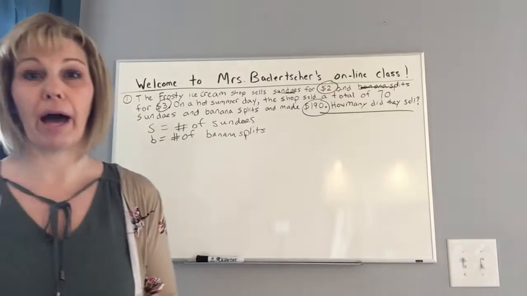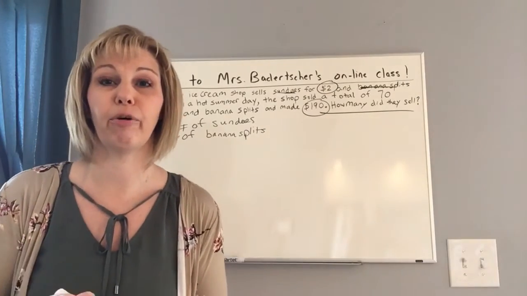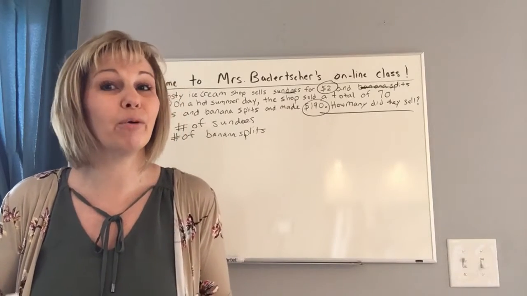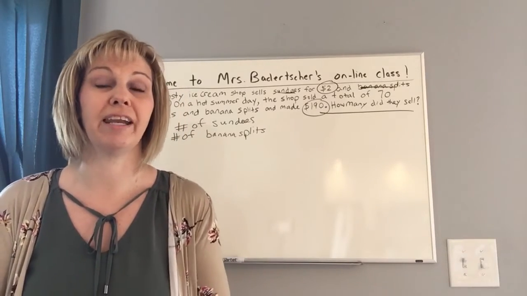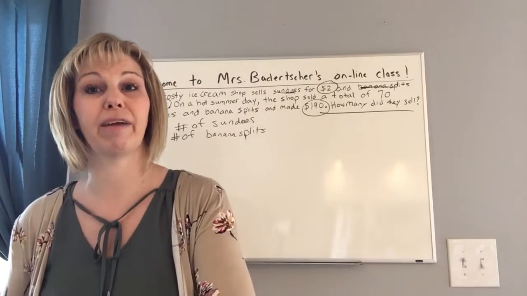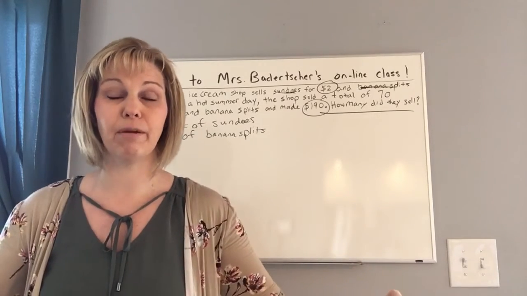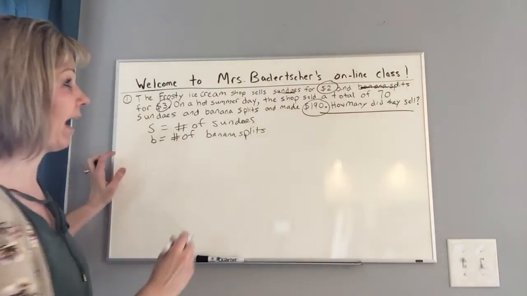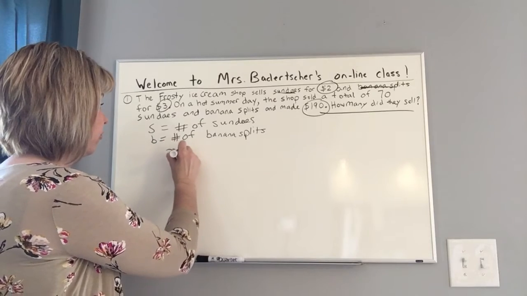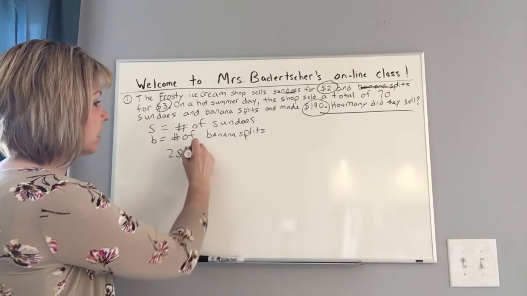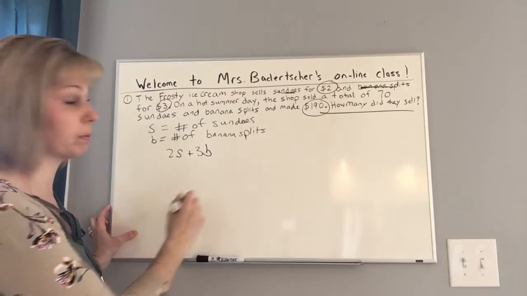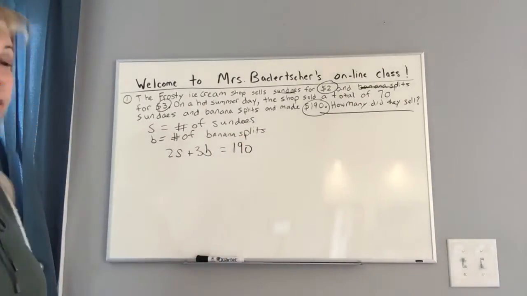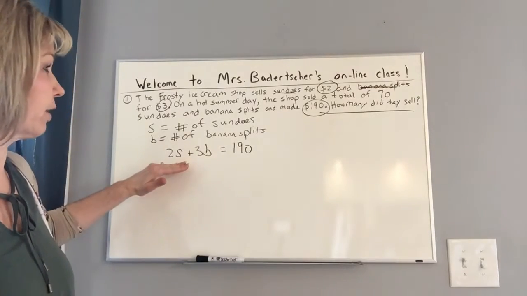So I would take a minute and circle all of the money information, and then we're going to put it into an equation. We're not going to mix up information. Some of you, when you turned in your assignment, that's what you did. You mixed up money with the amount that came in. So make sure all the same information gets put into the equation. So we see that it is $2 for a sundae plus $3 for a banana split and that equals a total of $190. Okay, so that's our first equation.